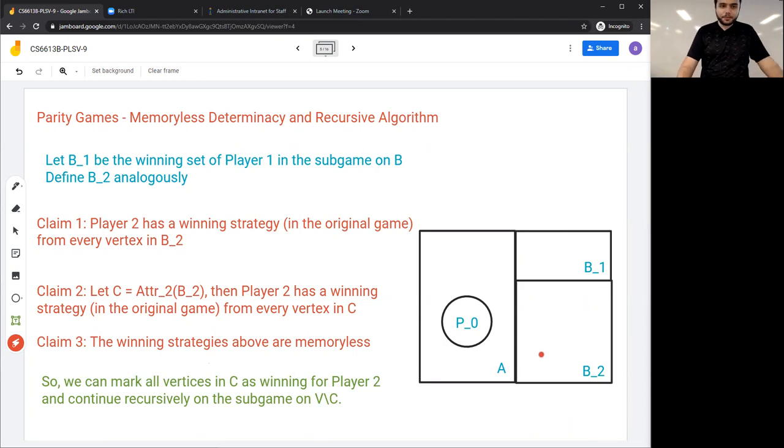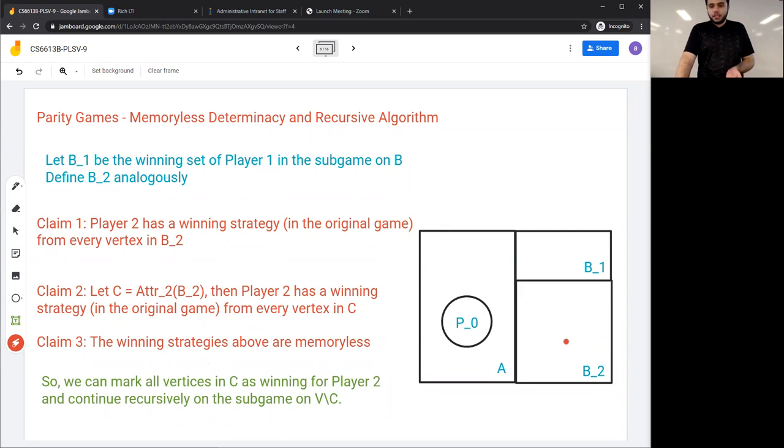Okay, now I have a bunch of claims that help us solve the original game based on this set of winning sets in the subgame. So the first claim that I have is that if you start the original game anywhere in B2, player two has a winning strategy. So I'm not talking about the subgame anymore. By definition, player two had a winning strategy in the subgame if he started in B2. But I say that even in the original game, he has a winning strategy.